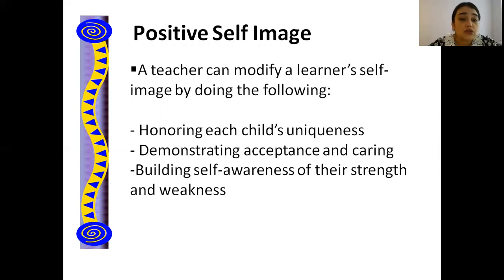So how should you create a positive self-image in your class? You should modify your learners' self-image by doing the following. You should honor each child's uniqueness, for example, their talents, maybe they're good at singing, drawing, and something else. And you should demonstrate acceptance and caring even though they are naughty. And you should build safe awareness of their strengths and weaknesses. It is also important that you accept your learners as they are.